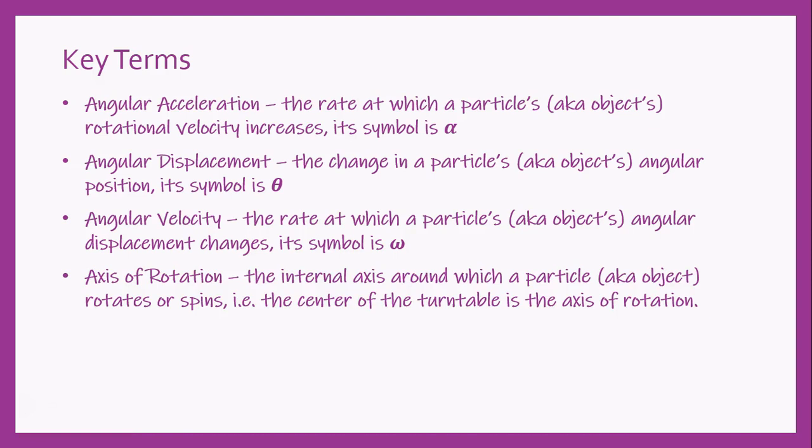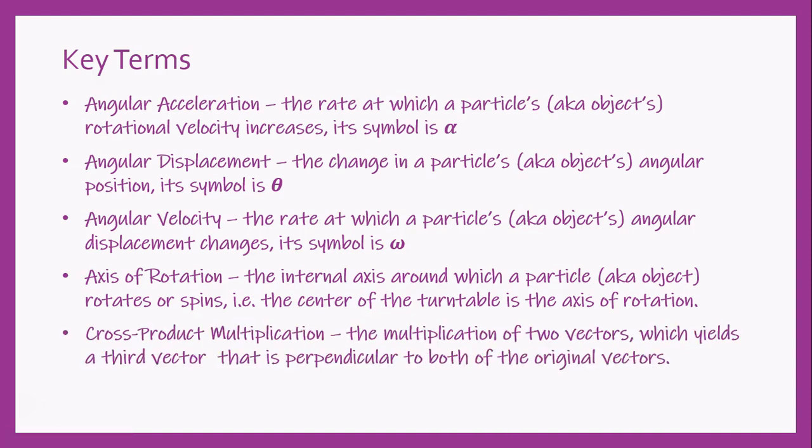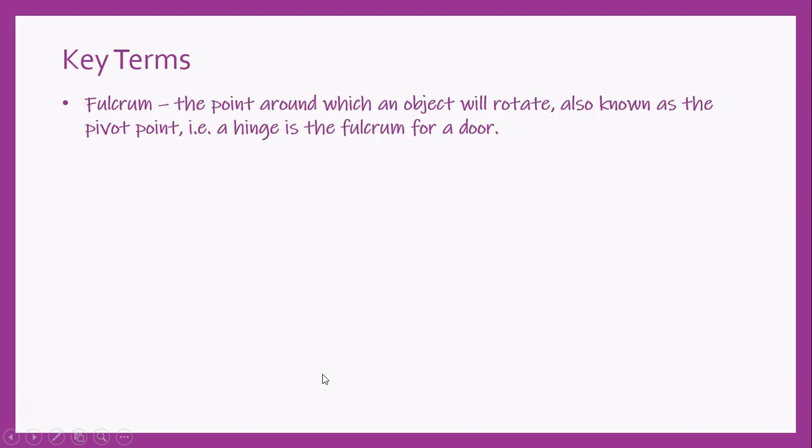Axis of rotation. This is the internal axis around which a particle rotates or spins. For example, the center of the turntable is the axis of rotation. Cross product multiplication. This is the multiplication of two vectors which yields a third vector that is perpendicular to both of the original vectors. Fulcrum, the point around which an object will rotate, also known as the pivot point. For example, a hinge is the fulcrum or pivot point for a door.